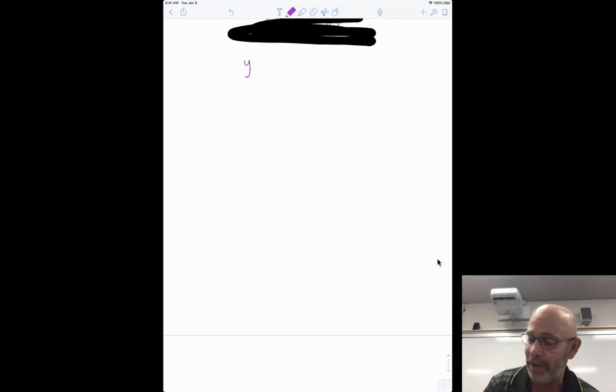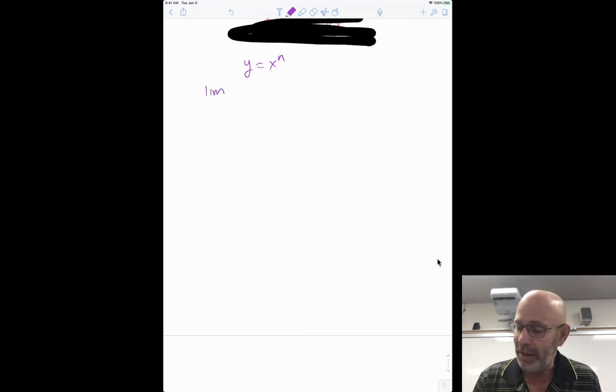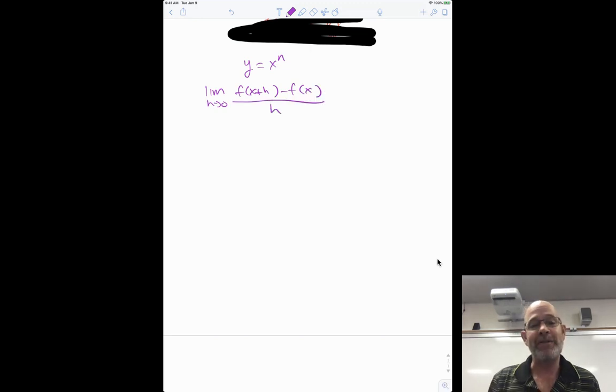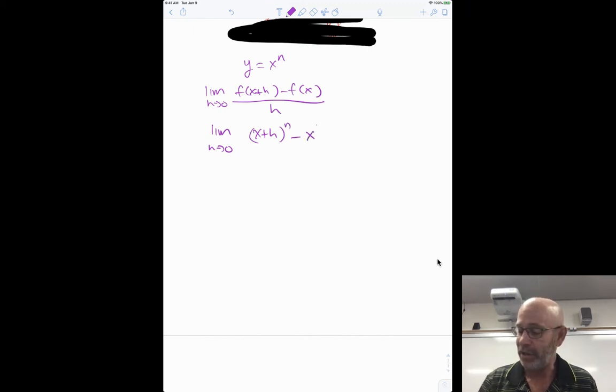So remember, my function is x to the n. I'm going to go through this pretty quickly. Hopefully you can follow it. So the definition would say limit as h approaches 0 of f of x plus h minus f of x all over h. So I'm just going to use that definition. So we're going to go limit as h approaches 0 of, remember, f of x plus h would be x plus h in for the x, right? So x plus h to the n minus f of x, which is x to the n, all over h.